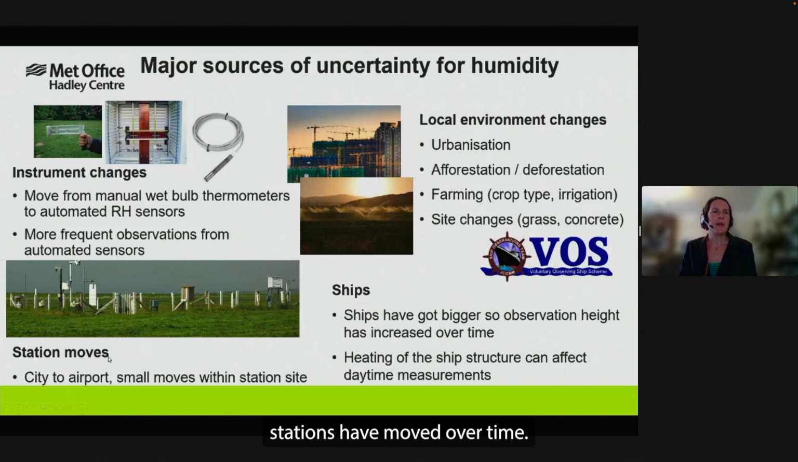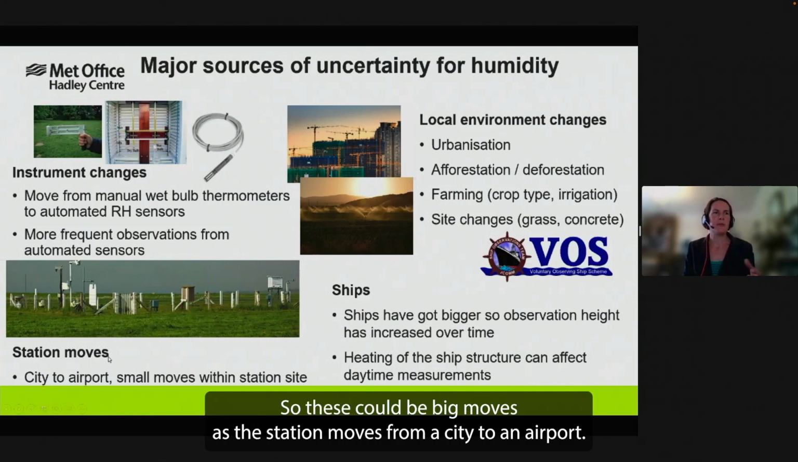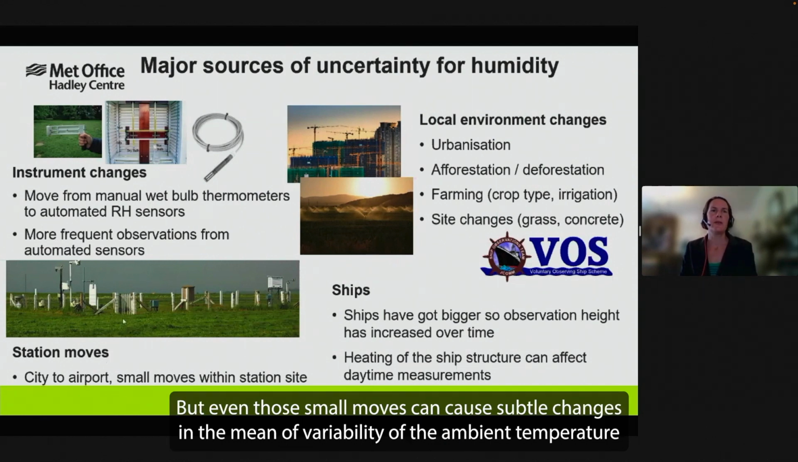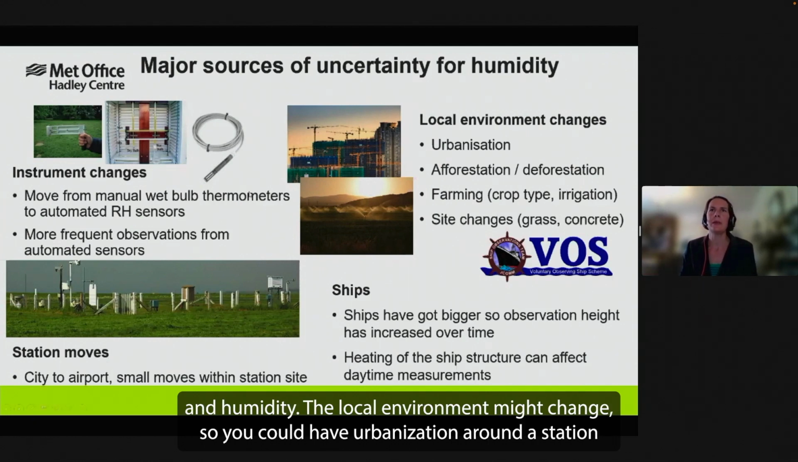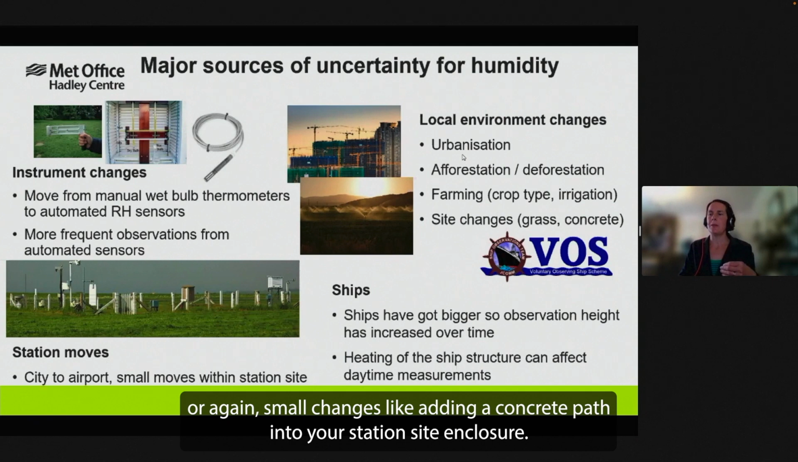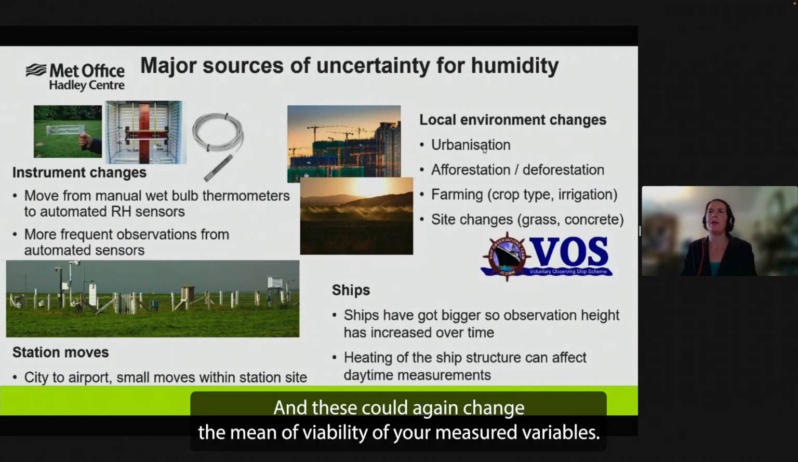Stations have moved over time. So these could be big moves as a station moves from a city to an airport, or they could be small moves, just a couple of meters within a station site. But even those small moves can cause subtle changes in the mean and variability of the ambient temperature and humidity. The local environment might change. So you could have urbanization around a station, or changes in forest cover, or changes to irrigation practices, or again, small changes like adding a concrete path into your station site enclosure. And these could again change the mean and variability of your measured variables.